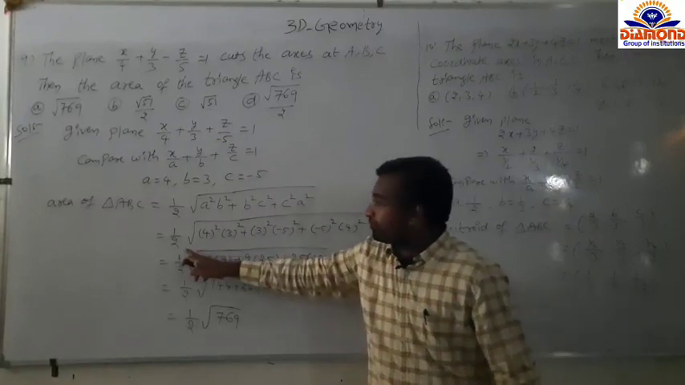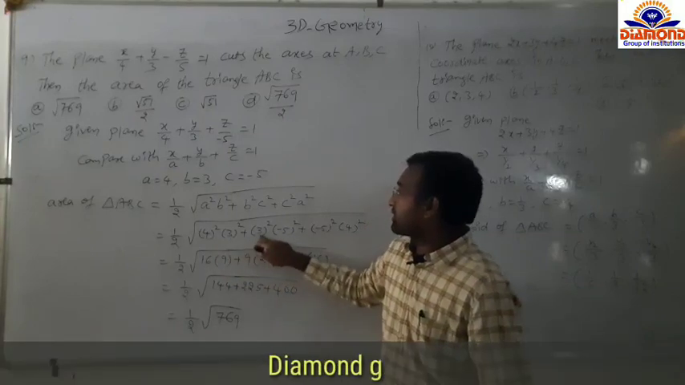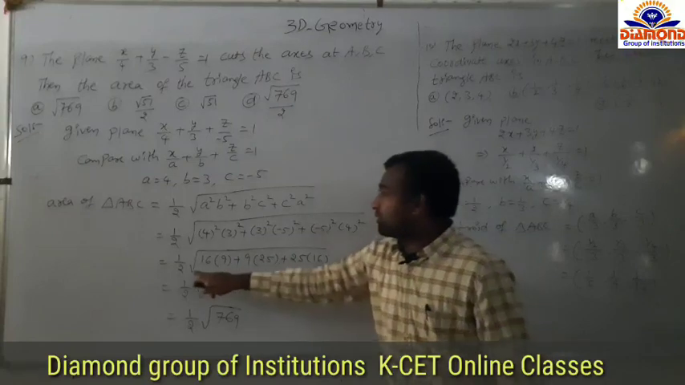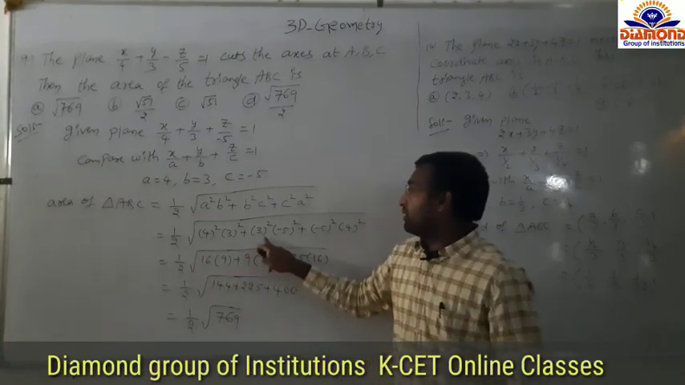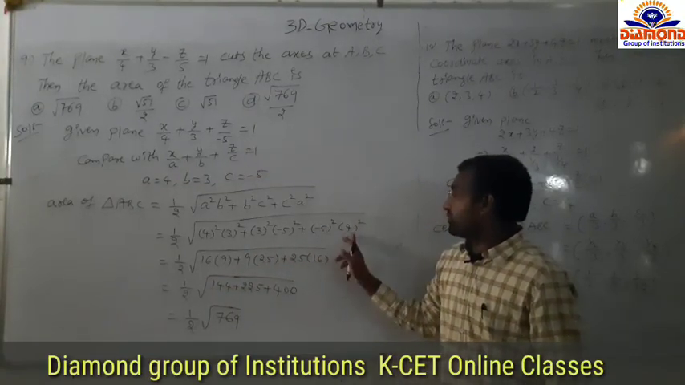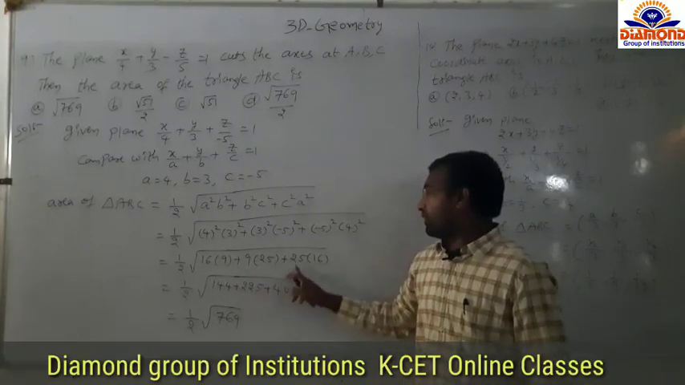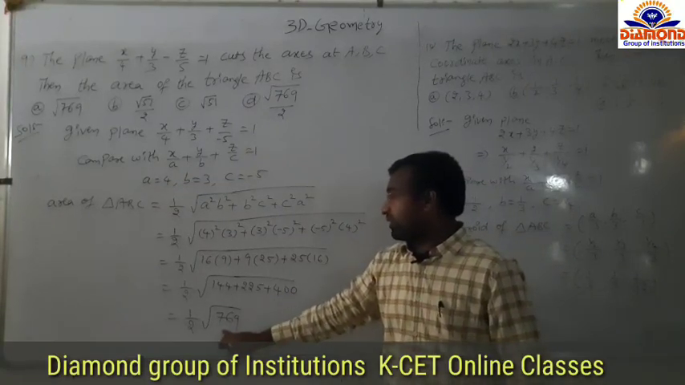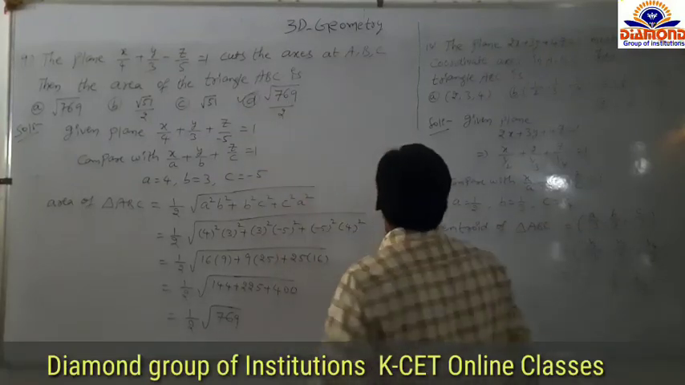So this equals 1 by 2 root over 4 square into 3 square plus 3 square into minus 5 square plus minus 5 square into 4 square. 4 square is 16, 3 square is 9, minus 5 square is 25. 16 into 9 is 144, 9 into 25 is 225, 25 into 16 is 400. So this value is root 769, into 1 by 2. So the option is D. Next problem.